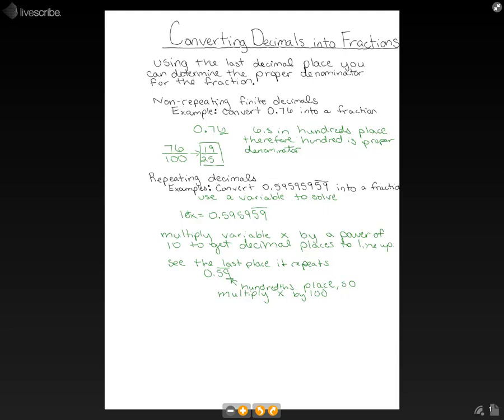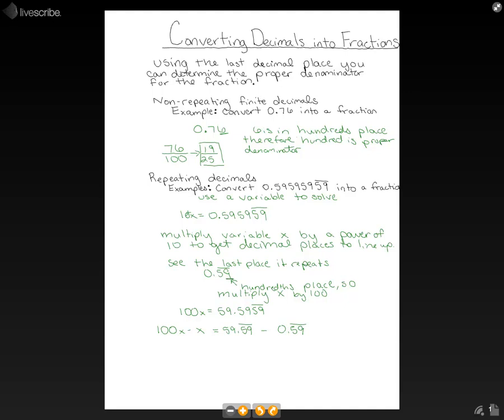So when we multiply by 100, 100x is going to equal 59.5959 repeating. Now we're going to do some tricky math to make this work out in our favor. So we're going to do 100x minus x. And we know that's going to be equal to 59.59 repeating minus 0.59 repeating.